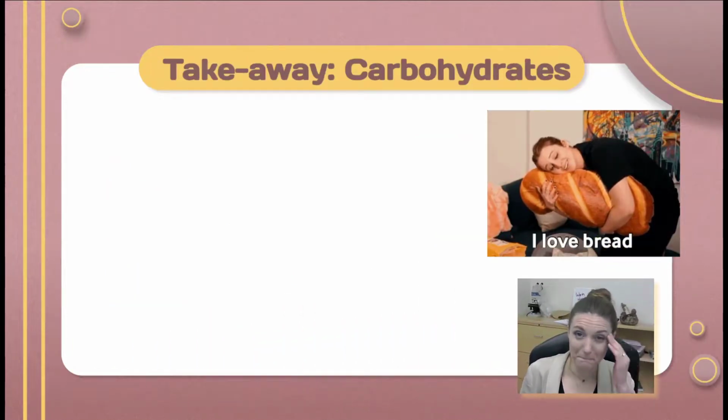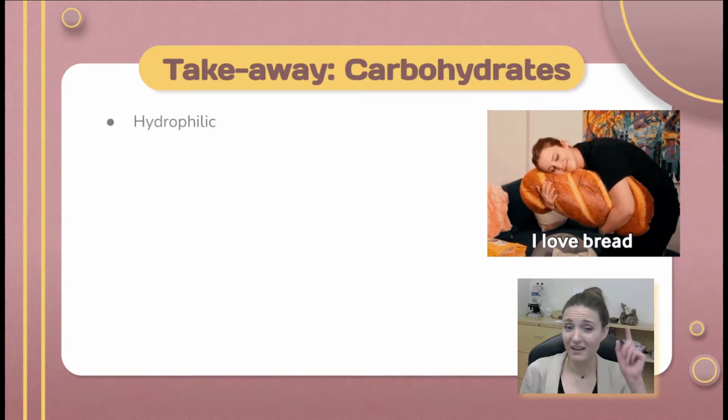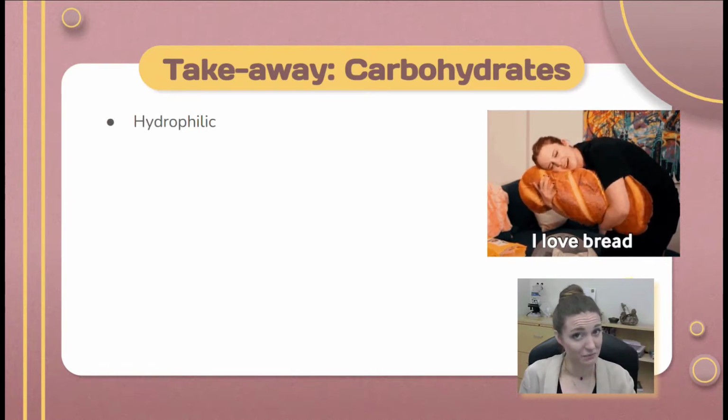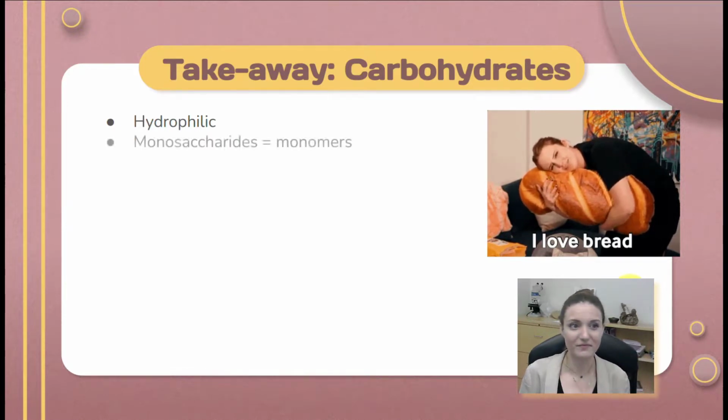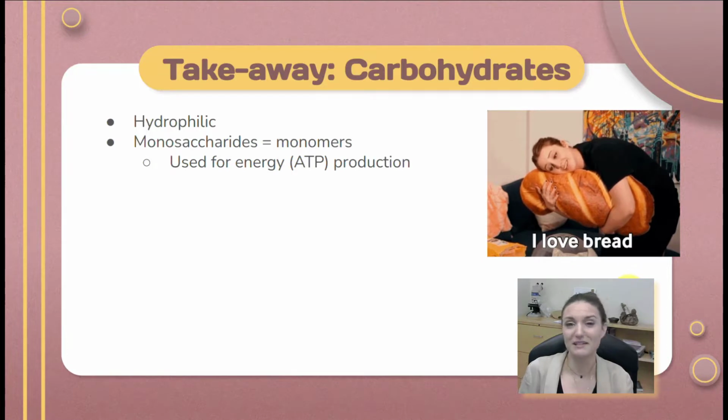Okay, a big takeaway from carbohydrates. Let's break it all down again. They're very hydrophilic, right? Because they've got all those oxygens on them. Oxygen is very polar when it bonds to carbon or hydrogen. Monosaccharides are their monomers, right? They're building blocks, single pieces that we connect together. And those monosaccharides are most often used for ATP production. Okay, we can use those monosaccharides to make ATP in our cells through the process of cellular respiration.